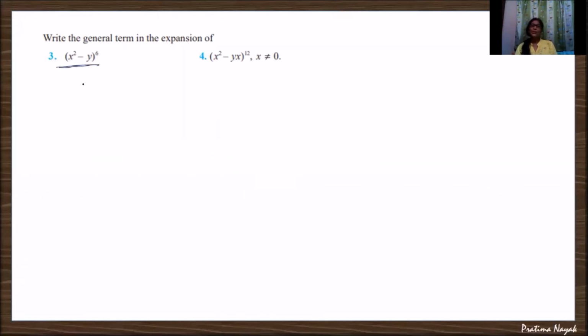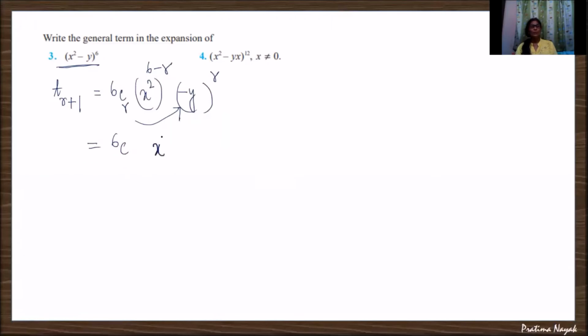For the general term, you will write the answer in r only, no numbers. So T(r+1) is 6 combination r, x to the power 2, how much? And minus y, how much? For your second term it will be r, then it will be 6 minus r. So write 6Cr, here it will be x to the power 12 minus r, and minus y to the power r.